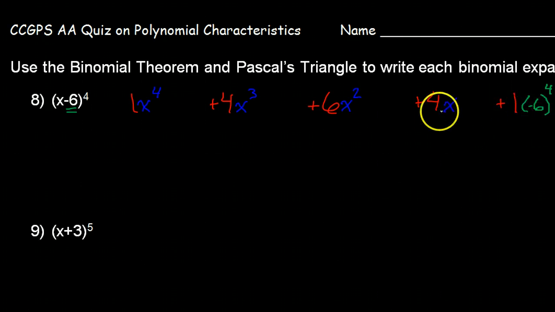And now we're going to go to the left, decreasing the power every time. So this is going to be negative 6 to the third power. And here we'll have negative 6 squared. And then this will just be negative 6. And then this last term doesn't get any negative 6's. Alright, so all we really need to do is simplify this.